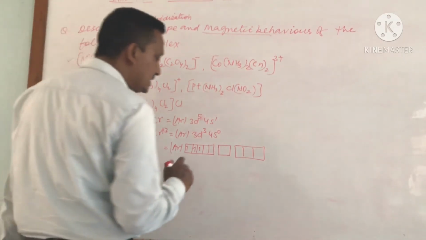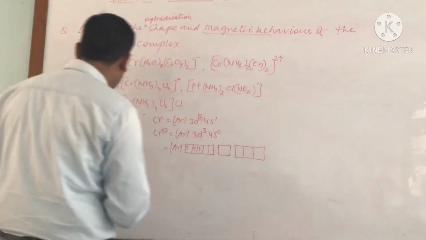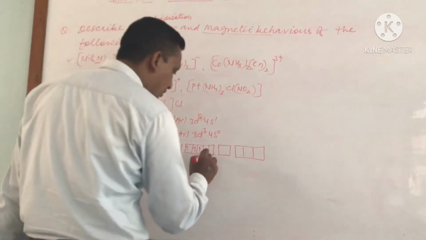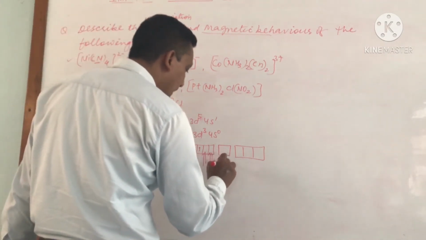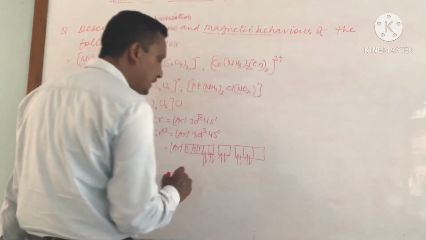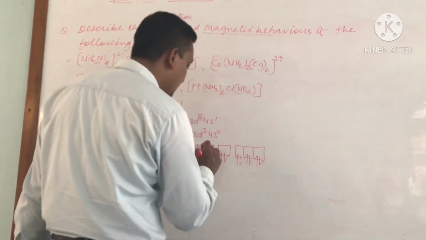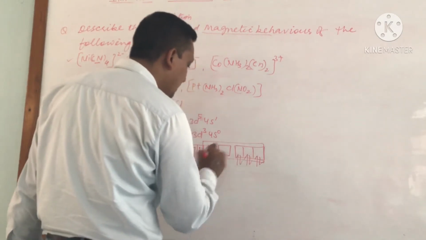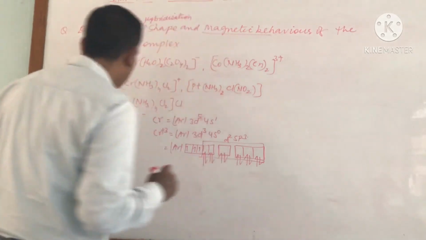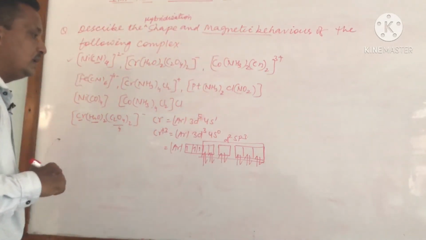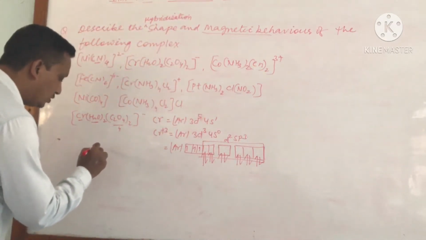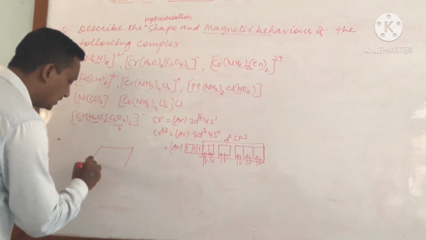Therefore we need 6 vacant orbitals in which these ligands will provide the pair of electrons. So in this case, like this, the hybridization would be d2sp3. D2sp3 hybridization is there, and for this hybridization the geometry of the molecule would be octahedral like this.